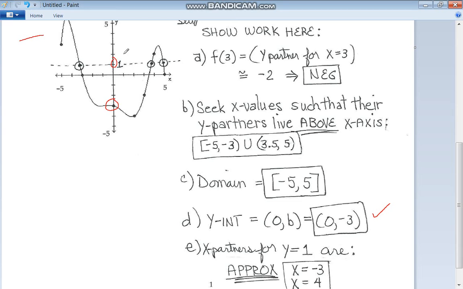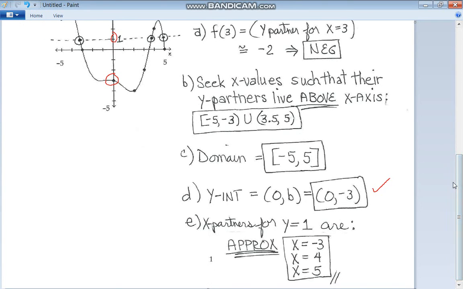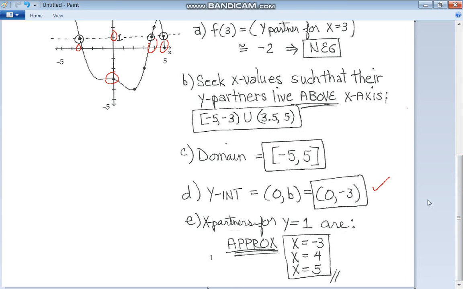Every point where that dotted line touches the graph represents a location of x values whose y partners are 1. So I estimated those values to be x equals negative 3 down here, x equals positive 4 here, approximately, and x equals positive 5. I had to estimate, it wasn't precise, so if you were close, I gave you credit for that. Okay, we're going to move on to the next page, but don't leave, I will continue on this video.